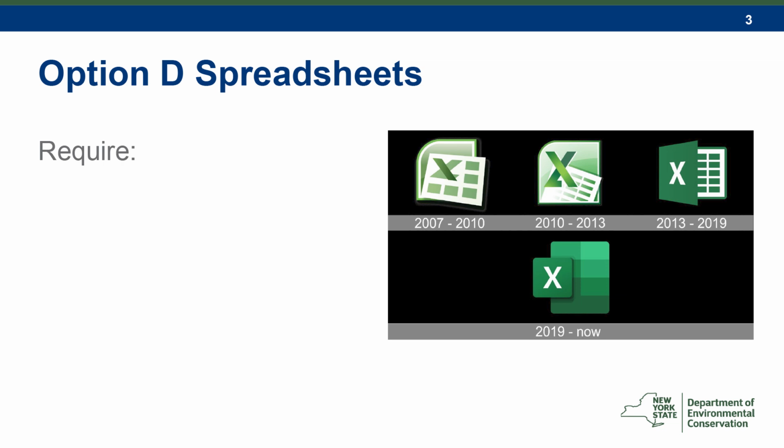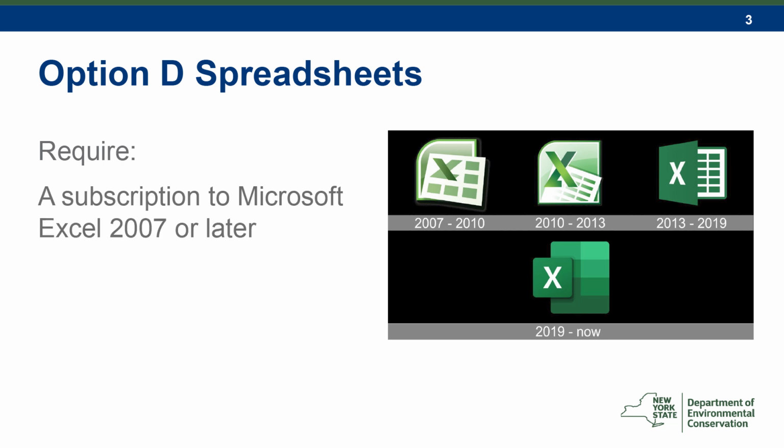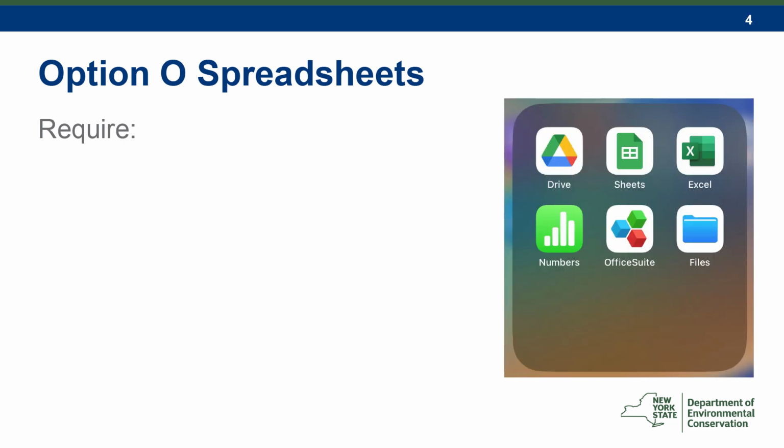Option D spreadsheets require a subscription to Microsoft Excel 2007 or later. As long as you have this subscription, you can open these files on a PC, a Mac, or a smartphone. You will have to download the Excel app to your phone and link it to your subscription account to use it on your smartphone. Option O spreadsheets only require a spreadsheet application to open and edit the forms in.